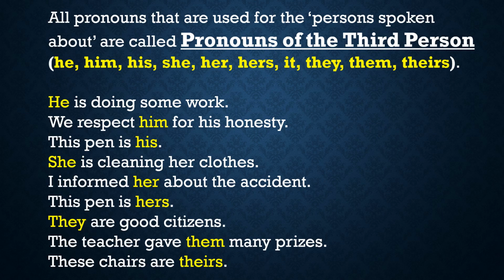Now read these sentences. He is doing some work. We respect him for his honesty. This pen is his. She is cleaning her clothes. I informed her about the accident. This pen is hers. They are good citizens. The teachers give them many prizes. These chairs are theirs. In these sentences, he, him, his, she, her, hers, they, them, theirs are the personal pronouns of the third person.